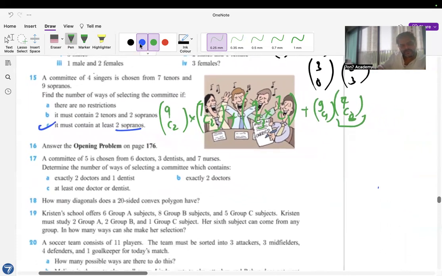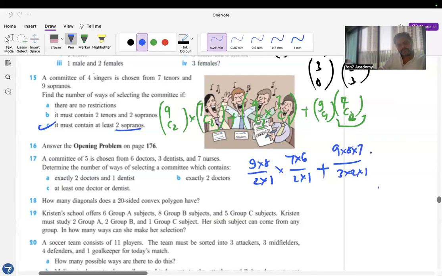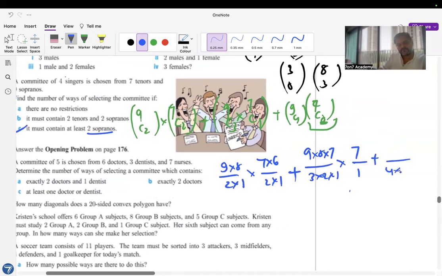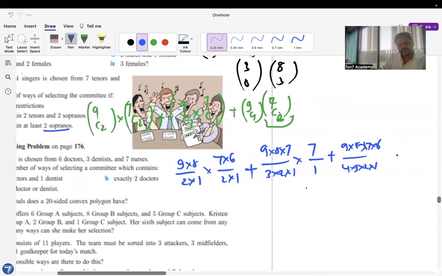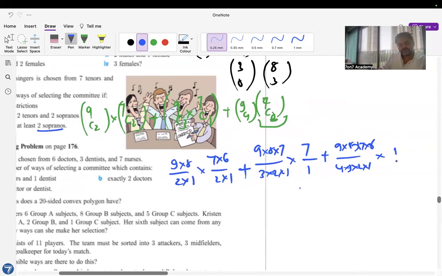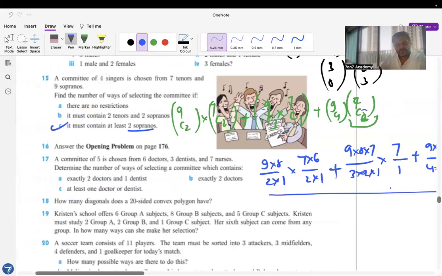Let us evaluate together. So 9 into 8 over 2 into 1, into 7 into 6 over 2 into 1, plus 9C3, so 9, 8, 7 over 3, 2, 1, into 7C1, so 7, plus 9C4, so 9, 8, 7, 6 over 4, 3, 2, 1, into 7C0, so this becomes 1. If this is 0, it's 1. Add them and you'll get the number of ways of selecting them.